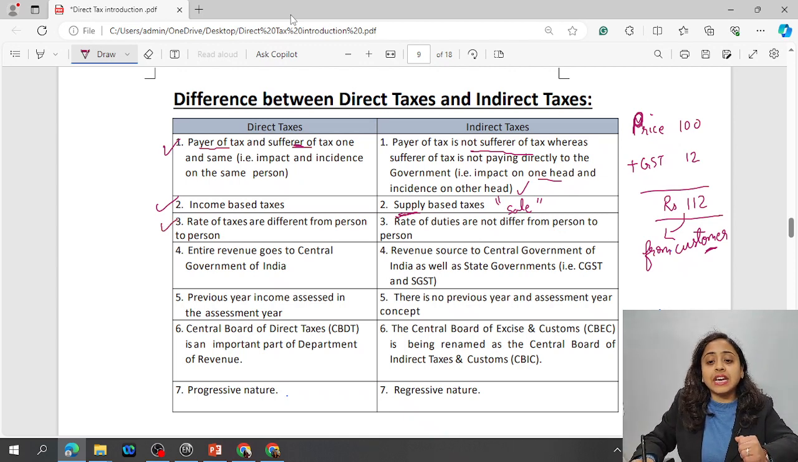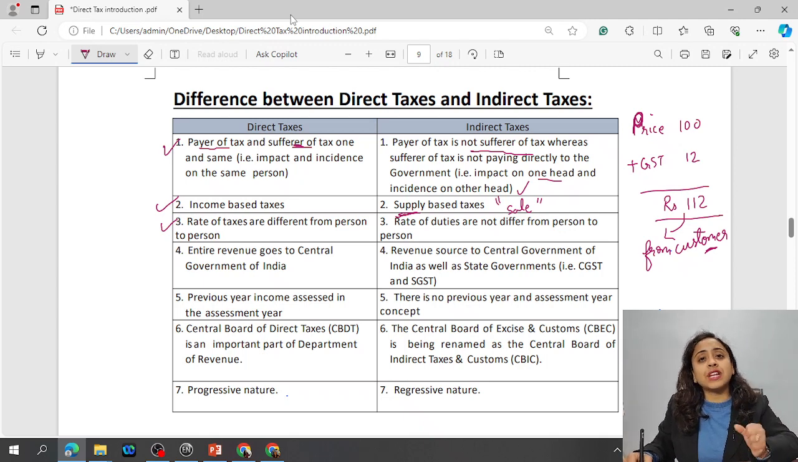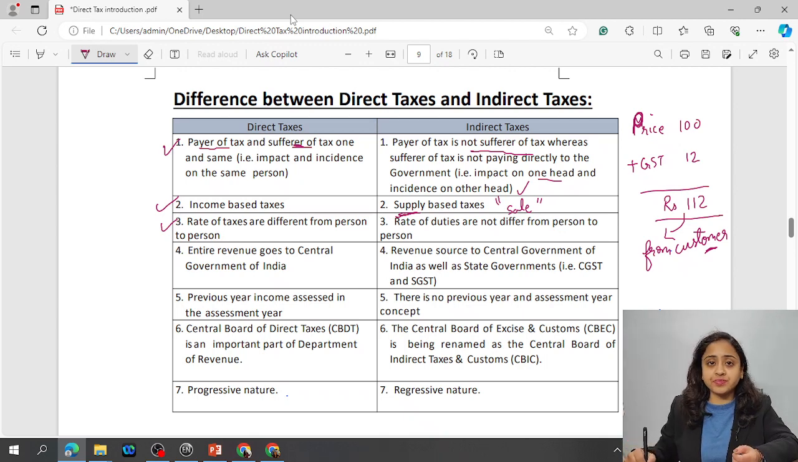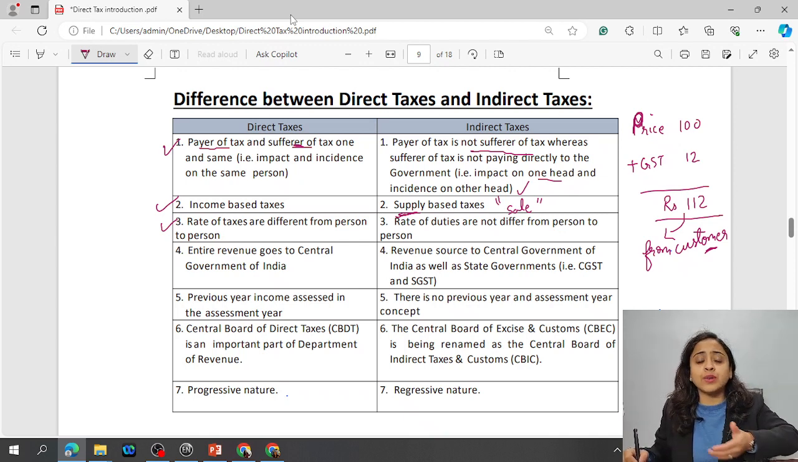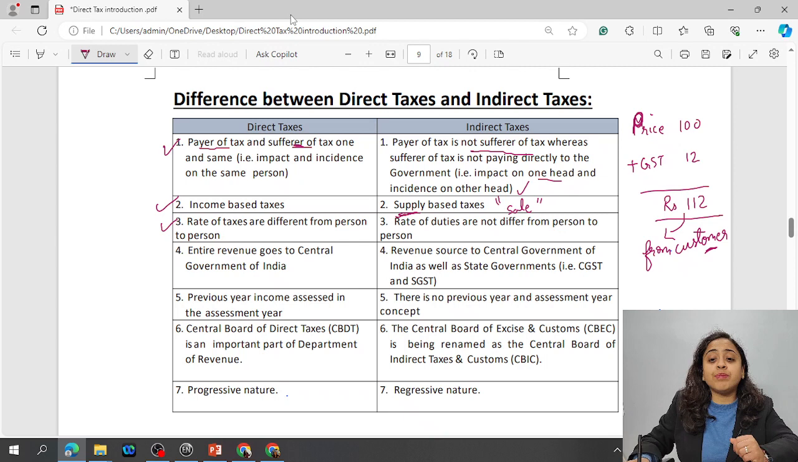Next, rates of taxes differ from person to person in direct taxes, whereas the rate of indirect taxes does not differ from person to person. For example, if we talk about a company, if a company is earning, they will be charged a flat rate of 30%. If it's a foreign company, they will be charged 40%. Whereas if we talk about an individual, there are slab rates. There are multiple ranges of income which attract different percentages of tax rates. So it differs from person to person, whether it's an individual, a cooperative society, a company, or a partnership.